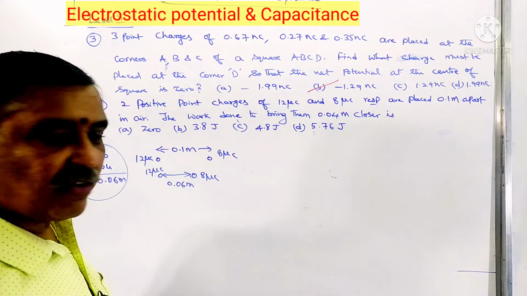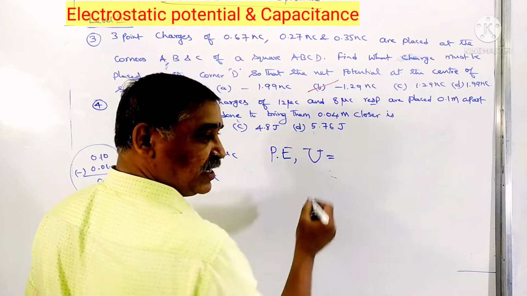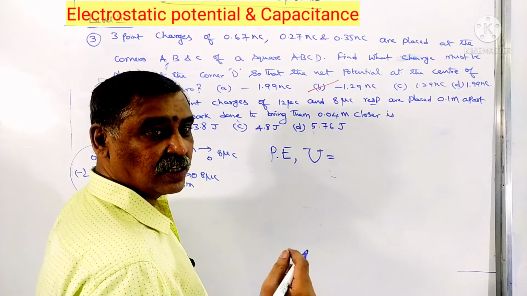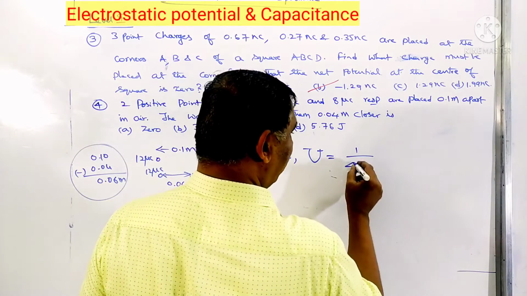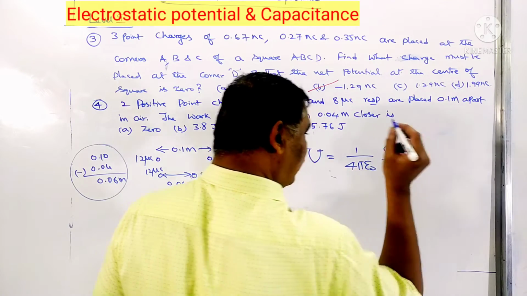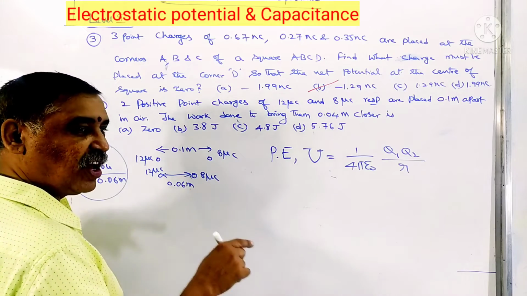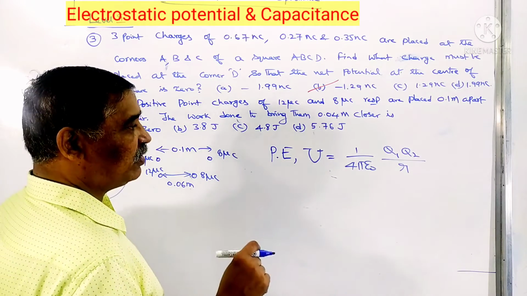Potential energy, we know the equation. Potential energy between two point charges separated by distance r. Second PUC. U is equal to 1 by 4 pi epsilon naught Q1 Q2 divided by distance between the two charges. Here, what is the initial potential energy? What is the final potential energy? Take the difference between those two.